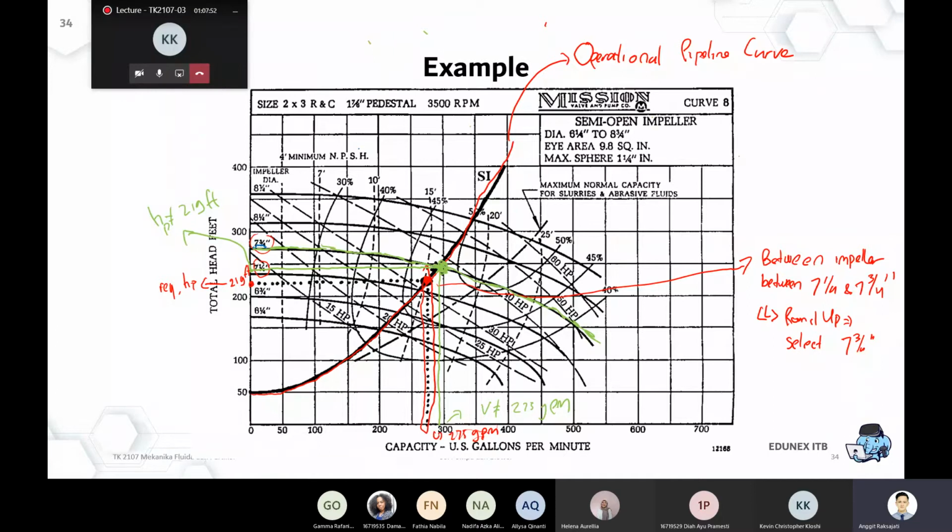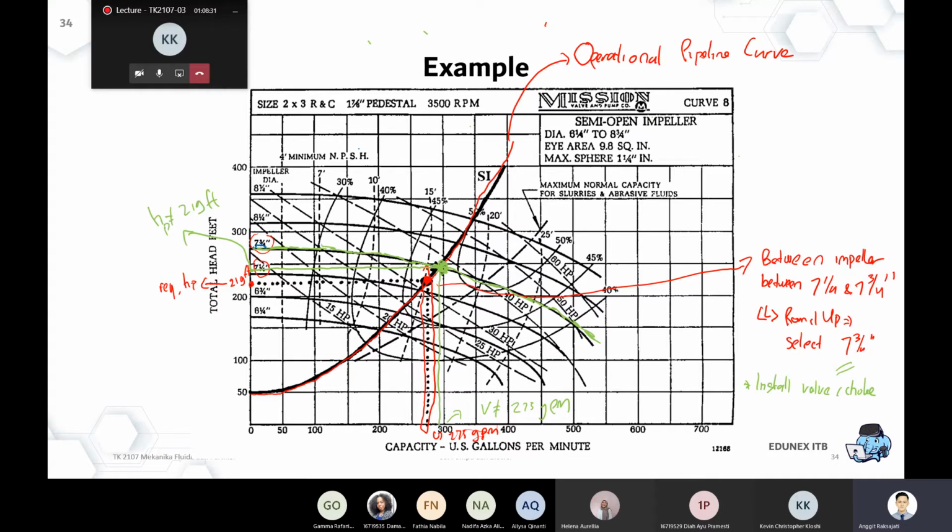But at least for the first question, it's already answered. You have to select the 7¾ inch impeller diameter, but with extra modification. What's the modification? You install a valve or choke. You choke the opening to make sure that you get 275 GPM at 7¾ inch diameter.